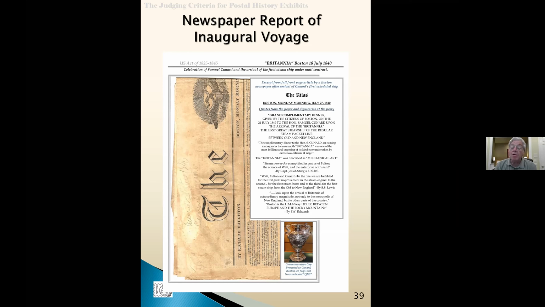In the lower right-hand corner, there is a small image of a commemorative cup presented to Cunard in Boston on 27 July 1840, the day he arrived. And now that cup is on display in the Queen Mary II. This is showing the flexibility you have with a 2C exhibit, and including ephemera.